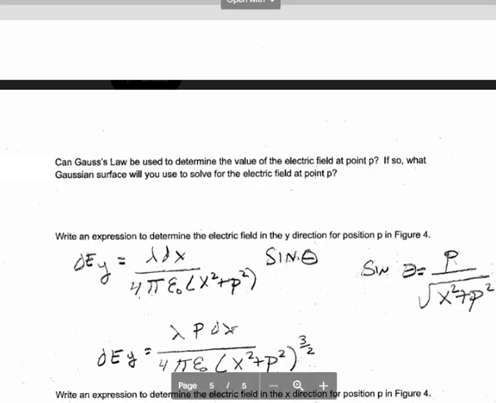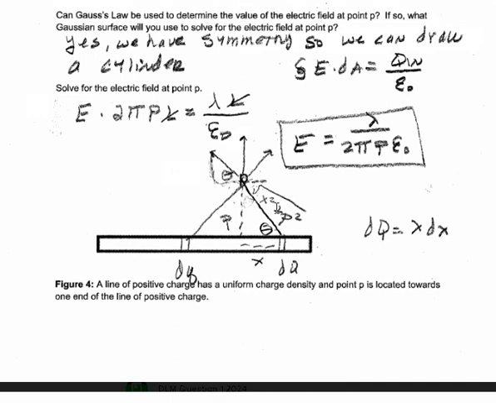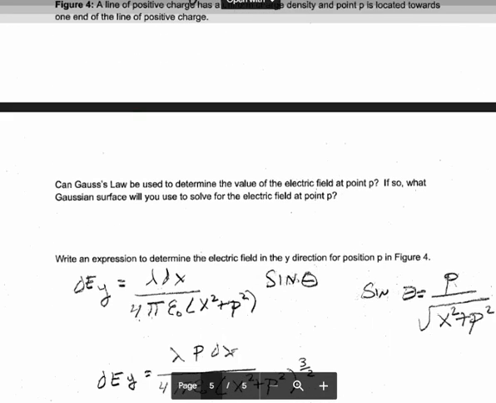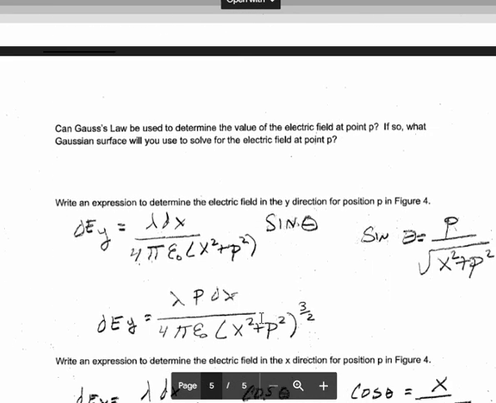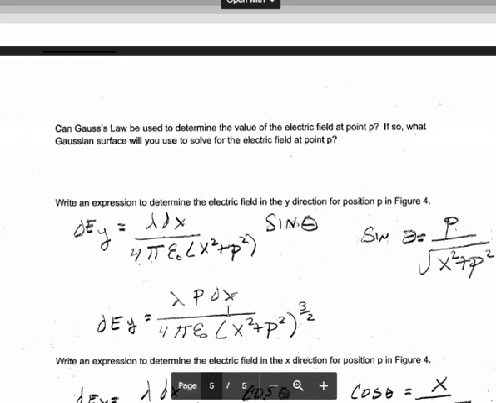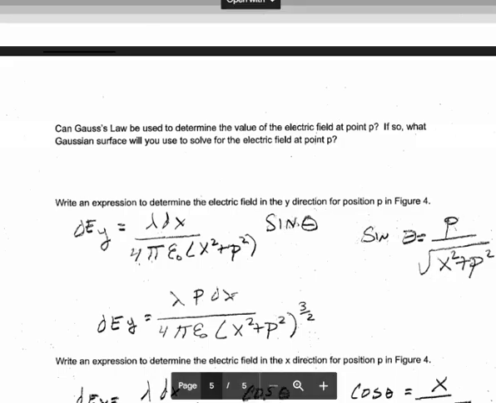Now if we go back to our triangle here, sine of theta is going to be opposite over the hypotenuse. So sine of theta is going to be p over the square root of x squared plus p squared. So dE in the y direction will be lambda p dx over 4 pi epsilon naught. When I put the p there and then the x squared plus p squared, that's going to be x squared plus p squared to the 3/2.